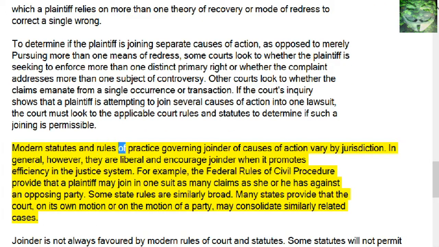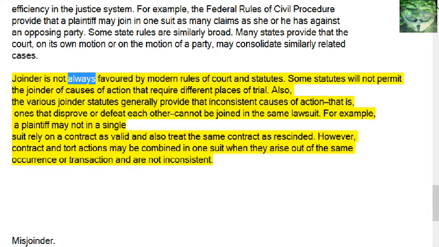Modern statutes and rules of practice governing joinder of causes of action vary by jurisdiction. In general, however, they are liberal and encourage joinder when it promotes efficiency in the justice system. For example, the Federal Rules of Civil Procedure provide that a plaintiff may join in one suit as many claims as she or he has against an opposing party. Some state rules are similarly broad. Many states provide that the court, on its own motion or on the motion of a party, may consolidate similarly related cases.